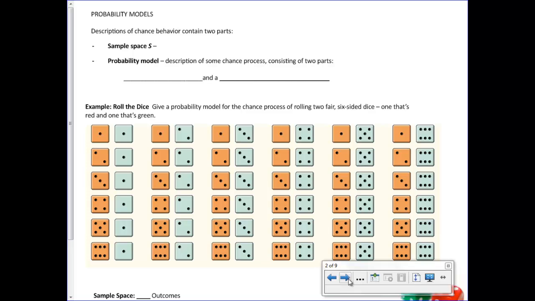Probability models, description of chance behavior, contains 2 parts. You have the sample space and you have the probability model. Sample space is the set of all possible outcomes. Your sample space is your set of all possible outcomes. And a probability model has 2 parts to it. A probability model consists of a sample space, and it also consists of a probability for each outcome.